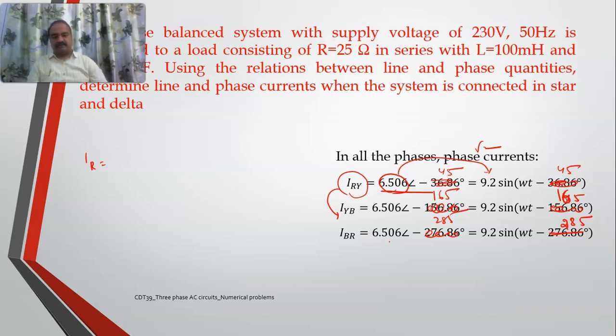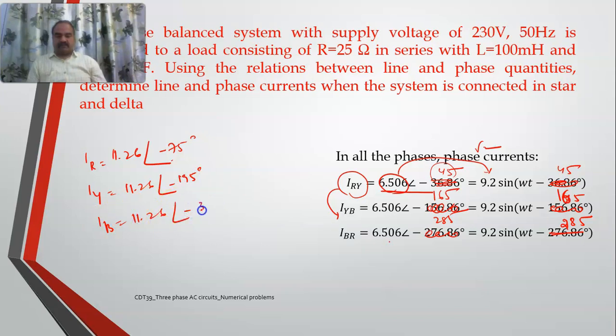let me do the calculation. It is 11.26. It's at an angle of, see, for this angle again I should subtract 30. So this is my IR. For IY, from here minus 120, so it will be minus 195. IB is again minus 315. So these are the line currents.